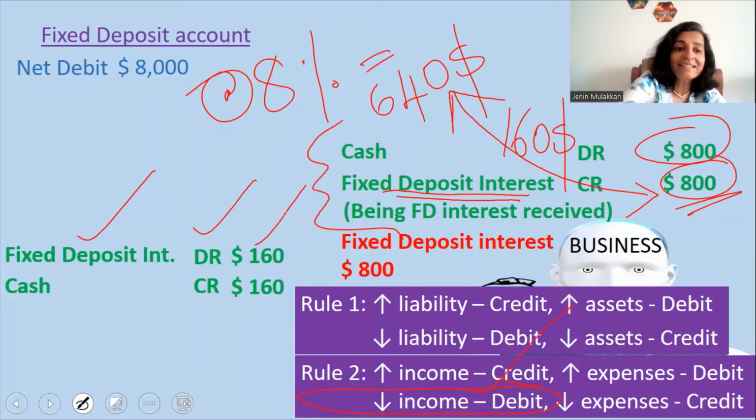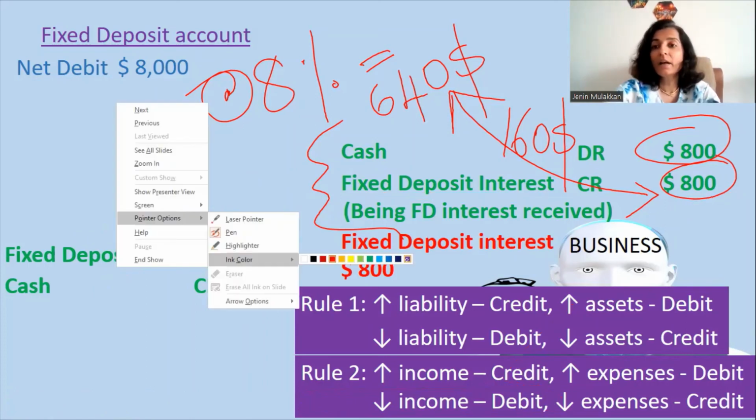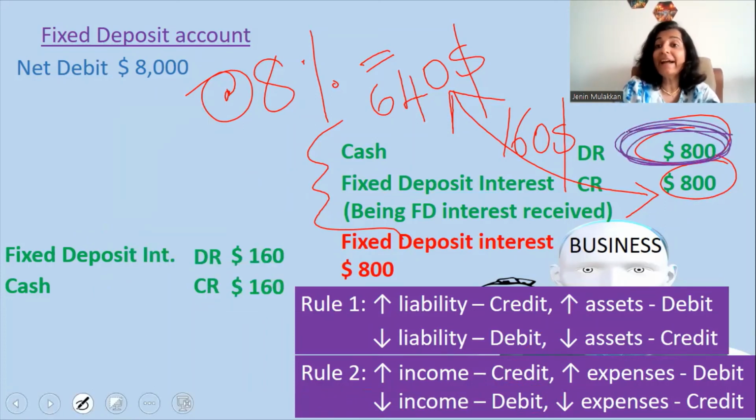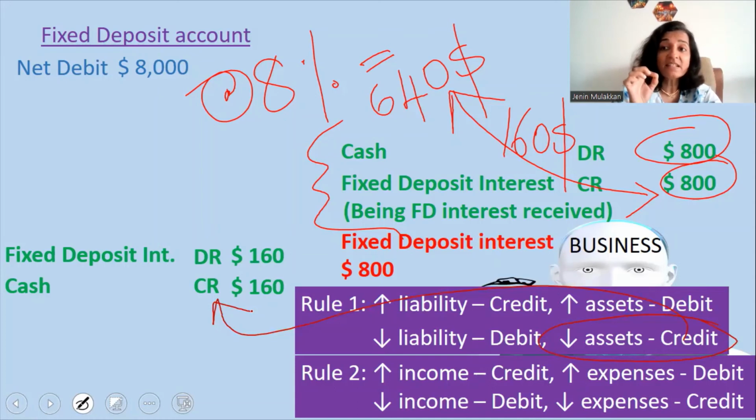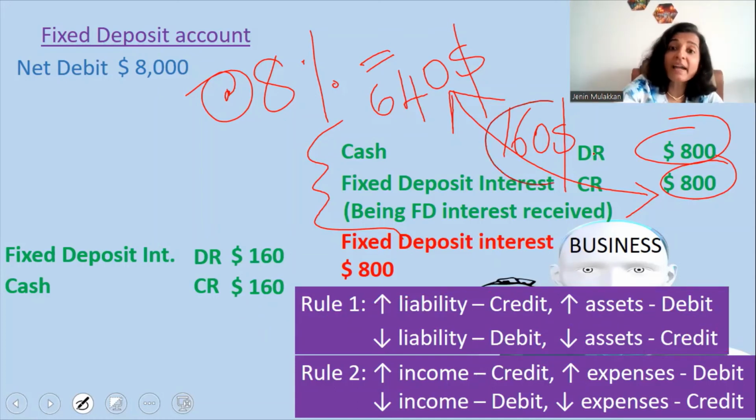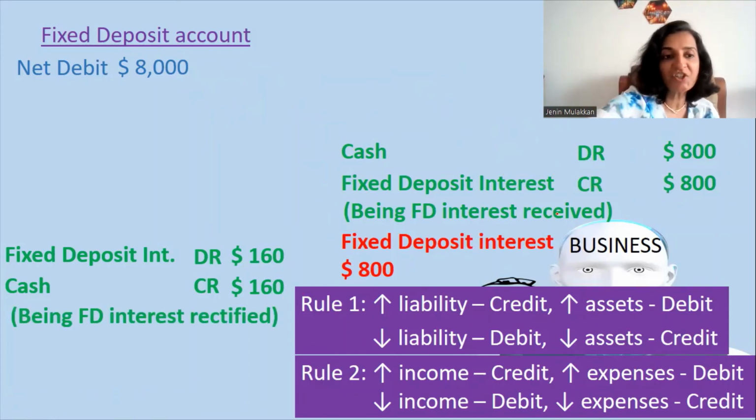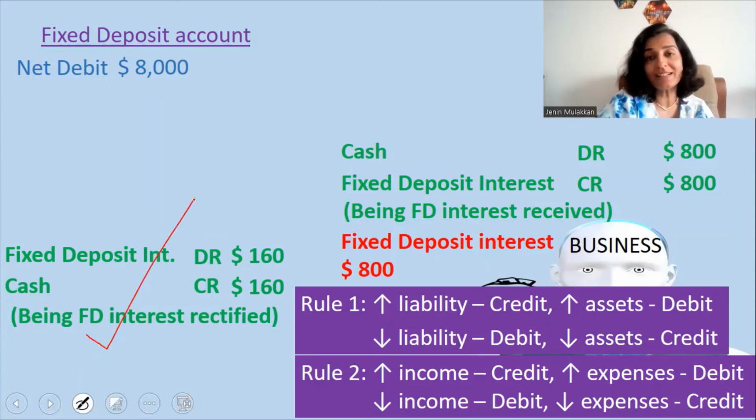And as for cash, why is cash credited with $160? Right now, we have debited cash with $800. That is at an inflated amount, or at an increased amount. So we have to reduce the cash balance in the books. Whenever there is a reduction in asset, that account has to be credited. So any reduction in asset has to be credited. So that is why cash account has been credited here, to show that the cash balance in the books of account has to be reduced by $160. So we add the narration or the explanation, being FD interest rectified.